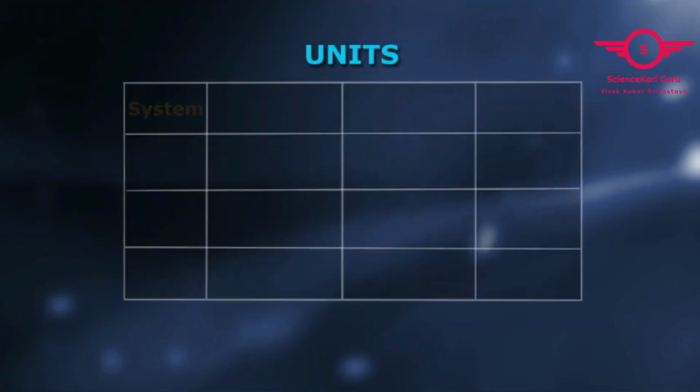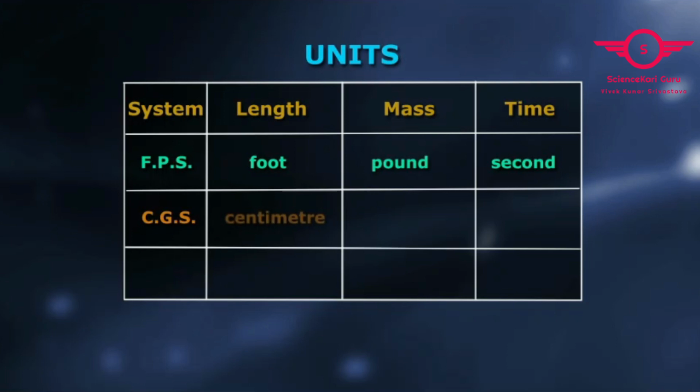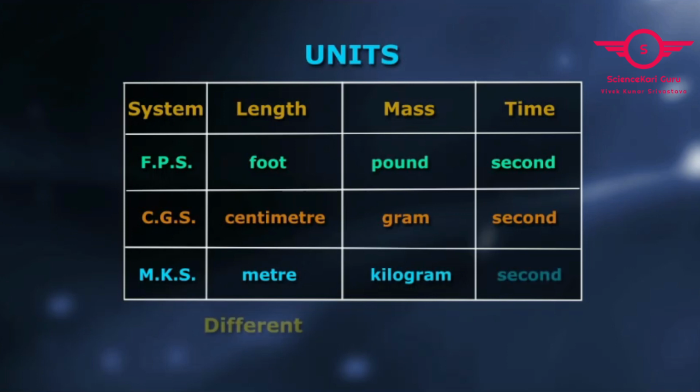Units: system, length, mass, time. FPS: foot, pound, second. CGS: centimeter, gram, second. MKS: meter, kilogram, second.